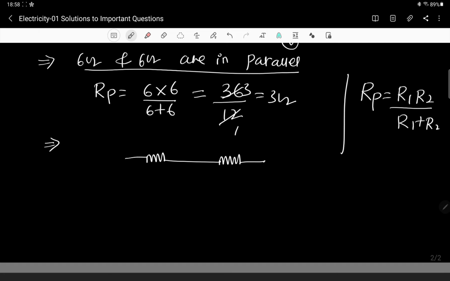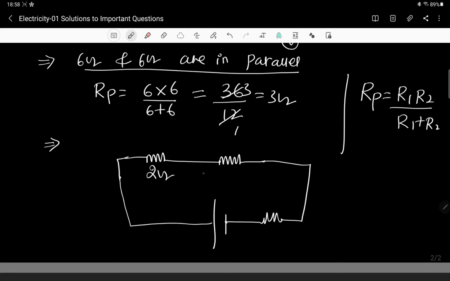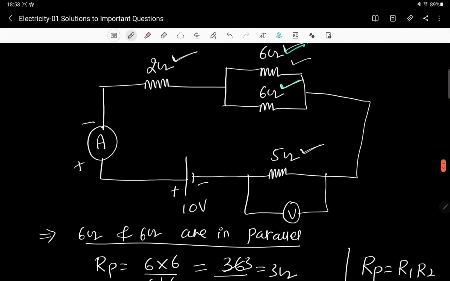Instead of 6 ohm and 6 ohm, I am going to have 3 ohm, and one more 5 ohm here, and I am going to have this battery as usual. Correct, no? So all this ammeter and all, they are there. There is no worry about that. So 2 ohm, 3 ohm, and 5 ohm, and this is plus or minus 10 volt. Correct, now please have a look at this.